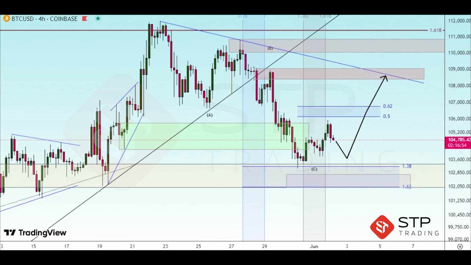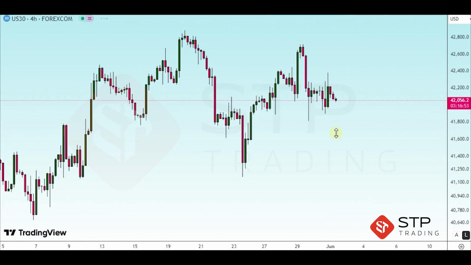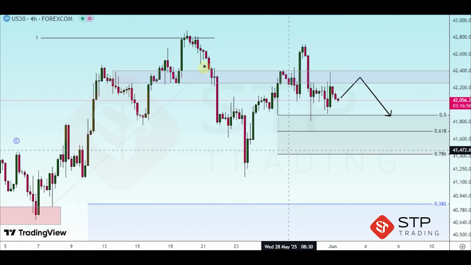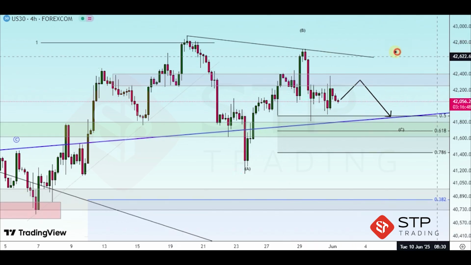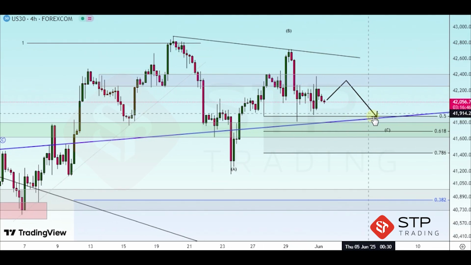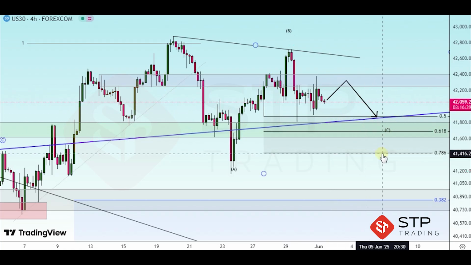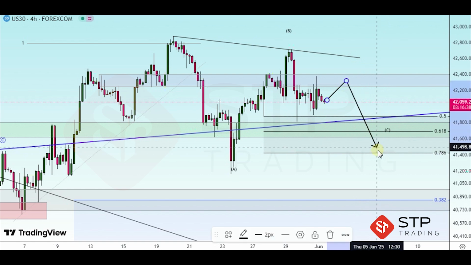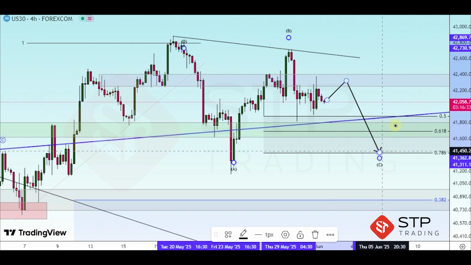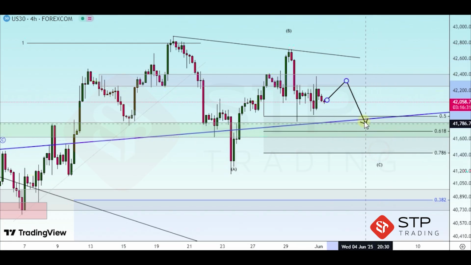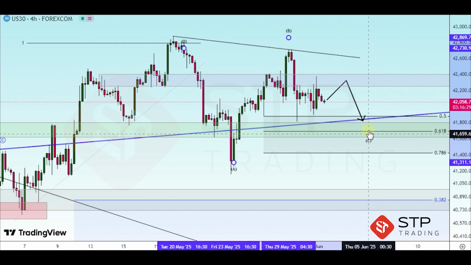On the Dow Jones chart, based on the current corrective movement, an ABC corrective pattern may be forming. The price could complete wave C of the pattern above the 61.8% level or possibly the 78 level with lower probability. This would then set the stage for the beginning of an upward trend.